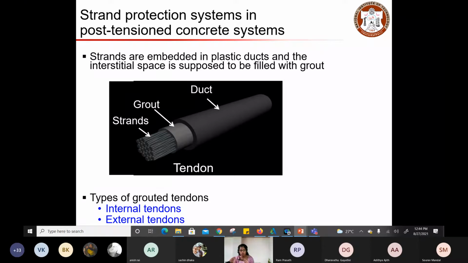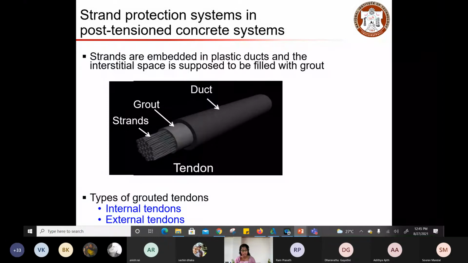If not, again, as in the conventional reinforced case, water, chloride or carbon dioxide, the major causes for initiating corrosion, can enter into the system. So we need to prevent it by ensuring this type of protection system that we use for pre-stressed concrete systems. The strands are typically embedded in plastic ducts, and you have some spacing between the strand and duct. So you fill the spacing between the strand and duct, so you provide additional protection, as well as ensure a good bonding between them.